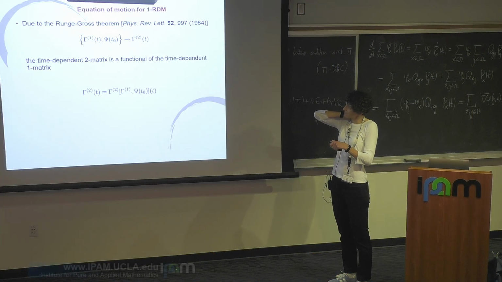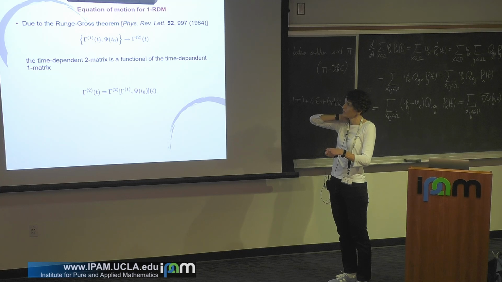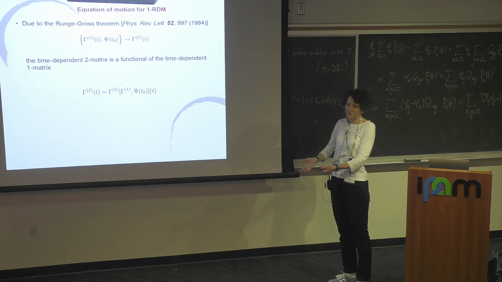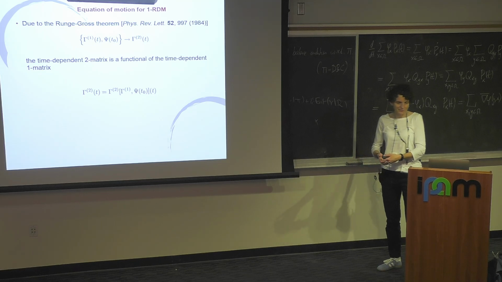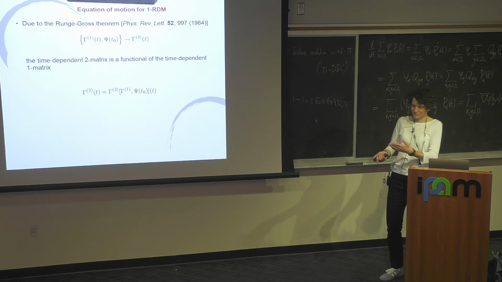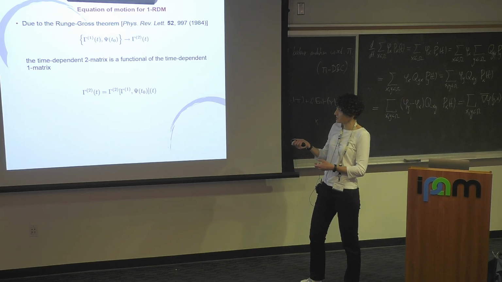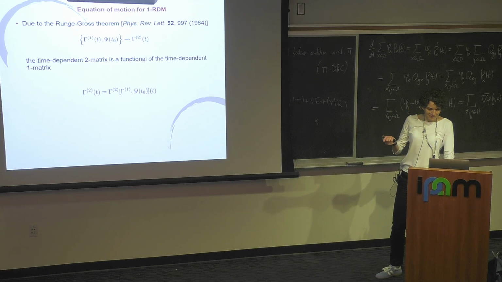If this is the case, then we can say that the time-dependent two electron density matrix is a functional of the time-dependent one electron density matrix. Okay, so then we will close this equation, right? Because then everything will be a functional, both sides of the equation, functions of the time-dependent one electron density matrix. So now I will show this simplistic proof of this mapping.